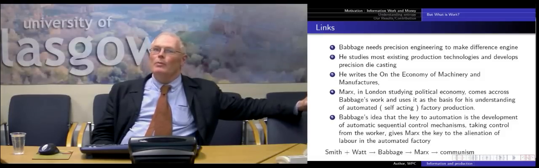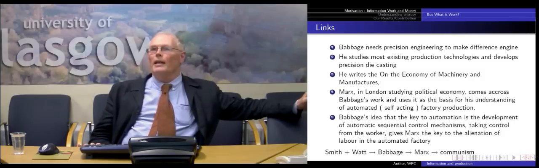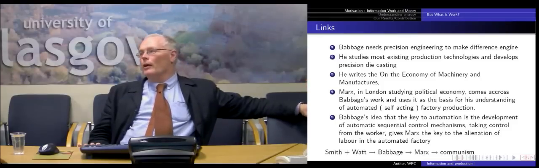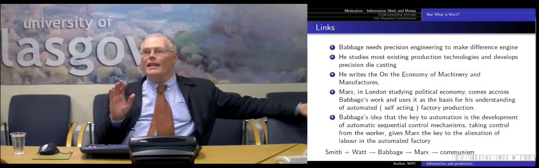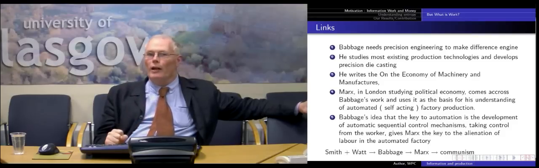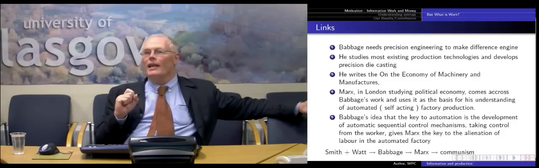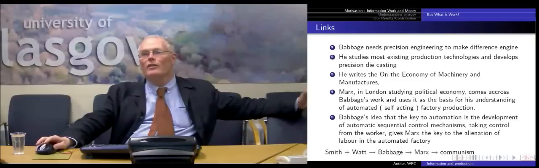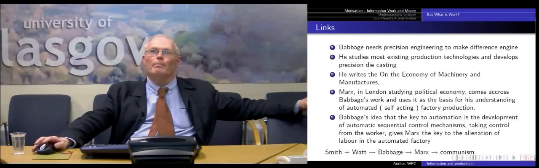Some years later, when Marx is in London studying political economy, he uses Babbage's work as a basis for his understanding of how automated factories work. So Babbage's idea that the key to automation is the development of automatic sequential control mechanisms, which take control from the worker, gave Marx the key to understanding the alienation of labour in an automated factory. So we have a sequence here that the ideas of Watt and those of Smith led to Babbage, and Babbage's ideas were taken by Marx and provide a justification for communism.